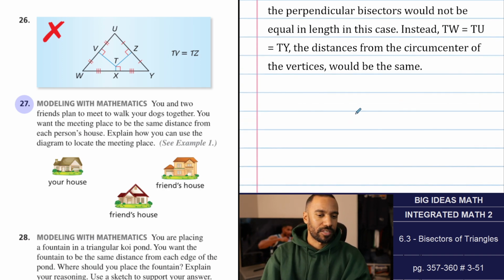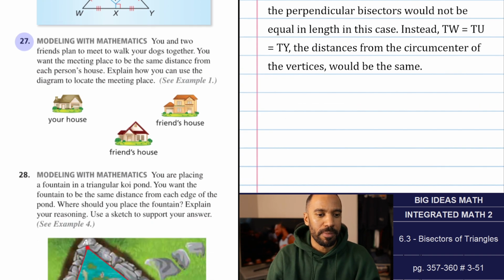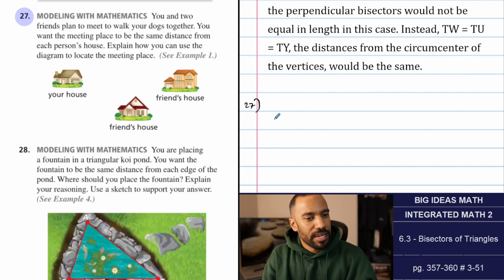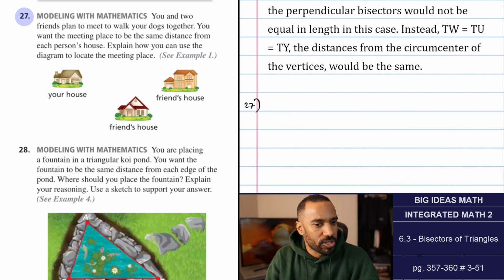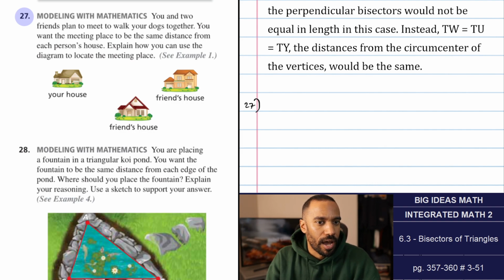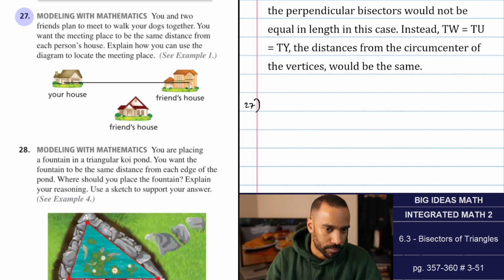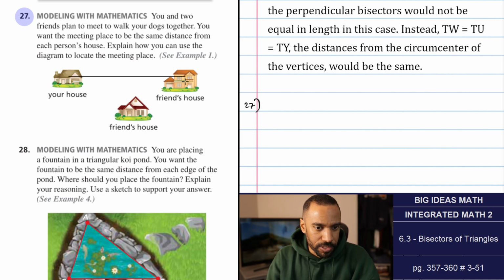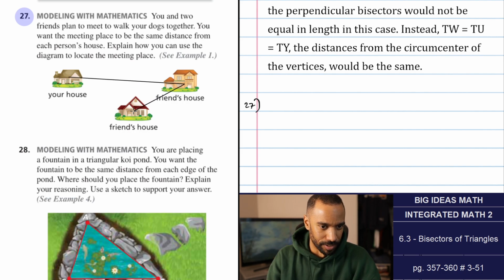All right, number 27. Modeling with mathematics. You and two friends plan to meet to walk your dogs together. You want the meeting place to be the same distance from each person's house. Explain how you can use the diagram to locate the meeting place. Okay. I'll have to just wing it, right in the middle of the houses. Let's do this, and that.